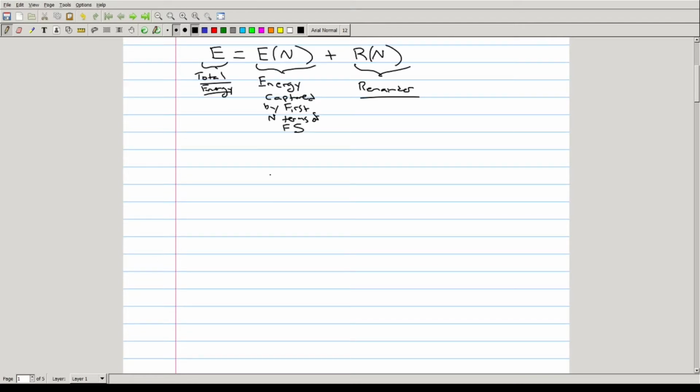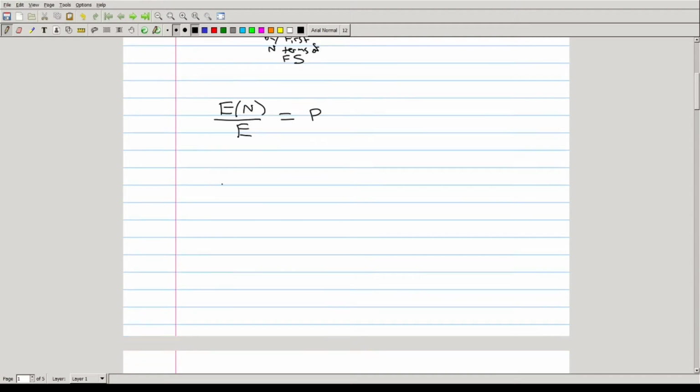This is such a nice idea because if we divide both sides of this by the total energy E, you get that the ratio E of n over the total energy is going to be some fractional value, we'll call it P, which gives you an exact measure of how much energy, or what percentage of energy, is captured by the first n terms in the Fourier series.